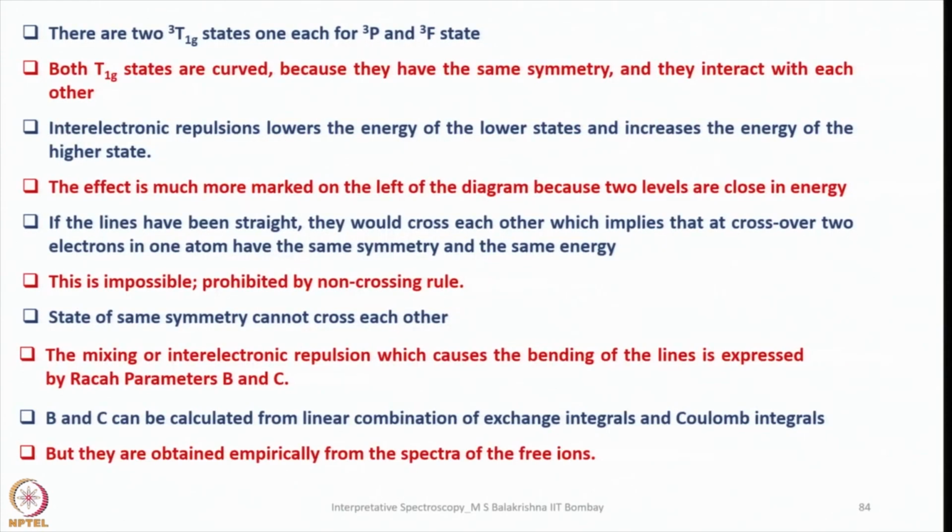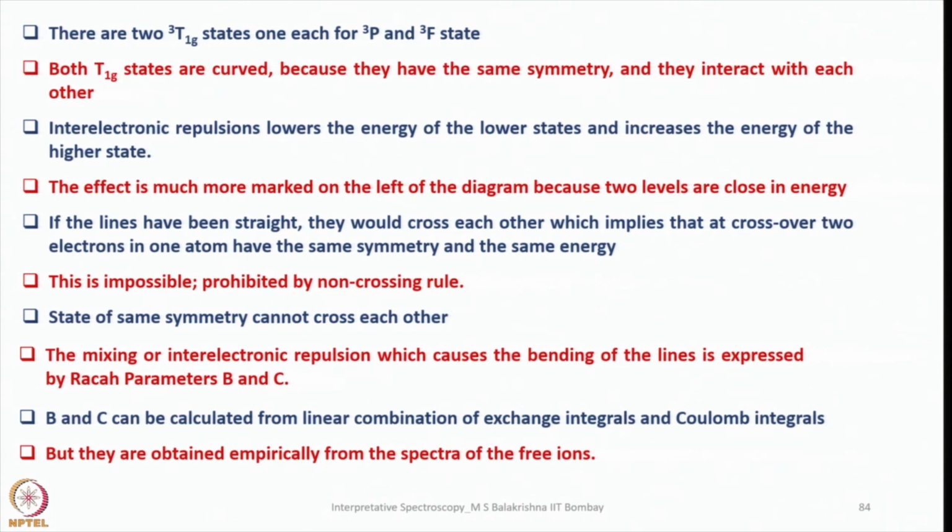Why does that happen? The explanation is shown here. There are 2 3T1g states, one each from the 3P and 3F states. Both T1g states are curved because they have the same symmetry and they interact with each other. So inter-electron repulsion lowers the energy of the lowest state and increases the energy of the highest state.